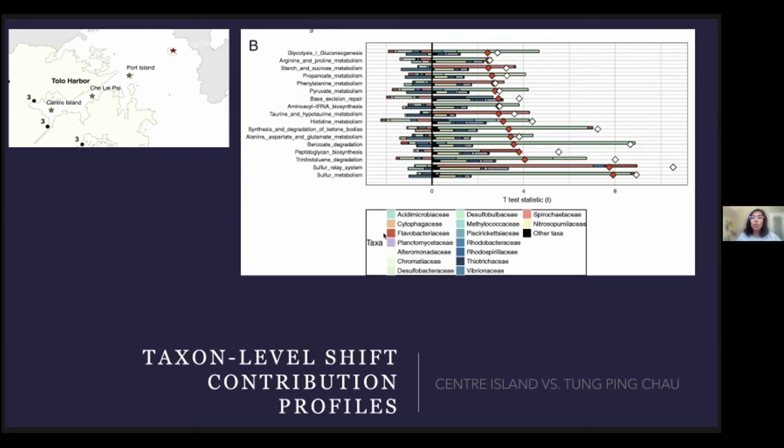And it'll show you what those top 25 most abundant families contribute to in their metabolism when you compare Center Island versus Tung Ping Chau. So Center Island is the case group and Tung Ping Chau was our control because we're considering that to be relatively more pristine. But of course it's not, because it's all in a highly urban impacted environment.